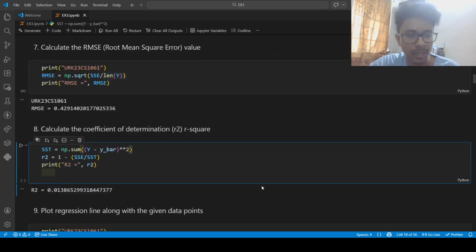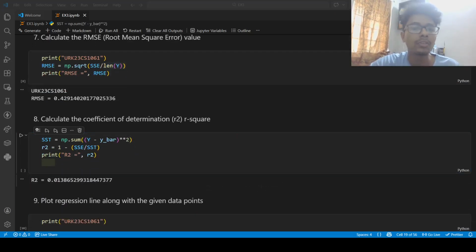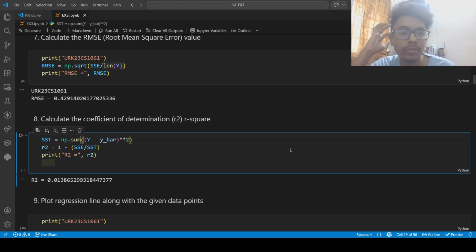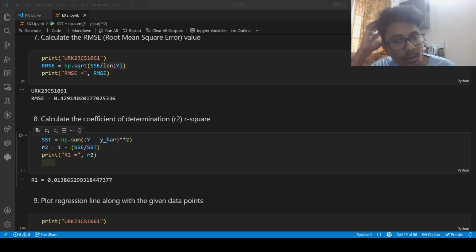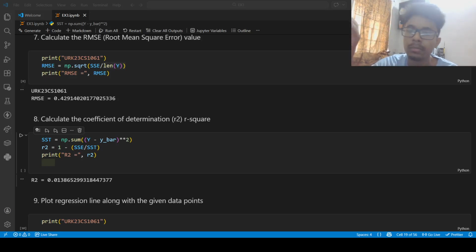So moving on to question number 8, the value of R score. They are asking us to calculate coefficient of determination, just R square. So here, there are two methods in which you can find. One is 1 minus SSE by SST, or we can find the value of SST by summation of y minus y bar the whole square.